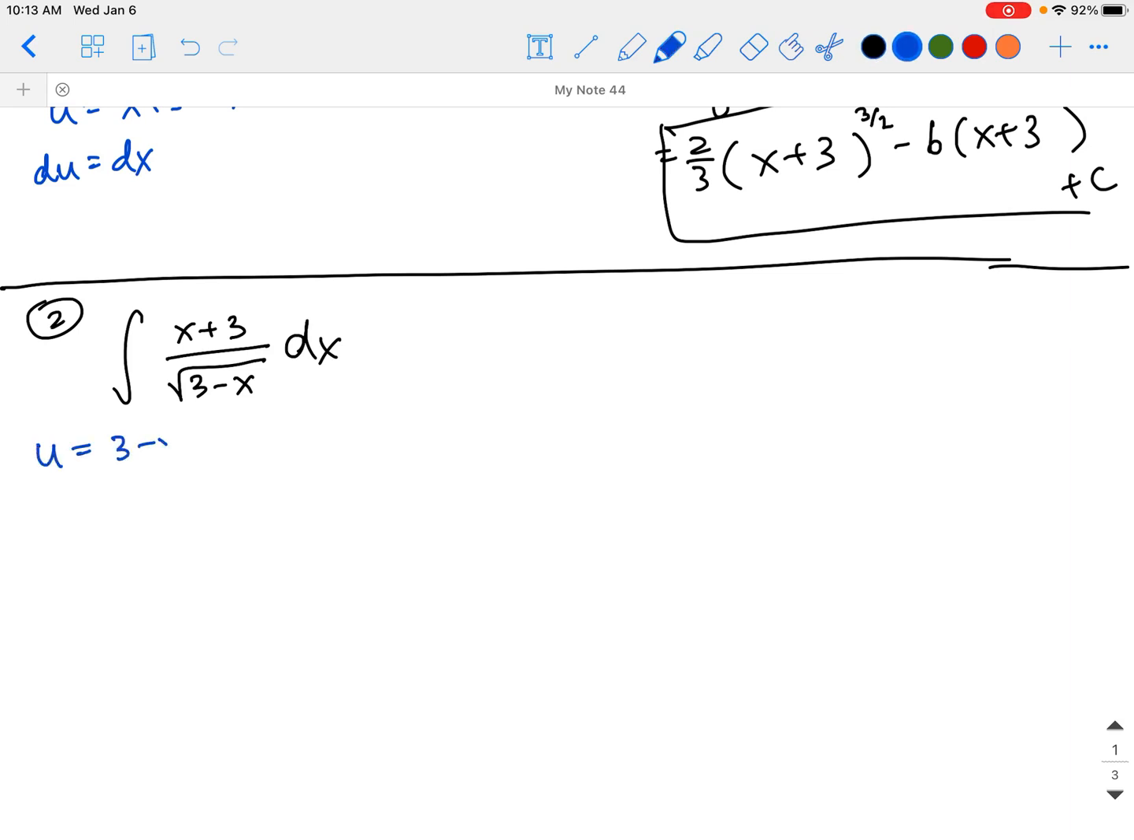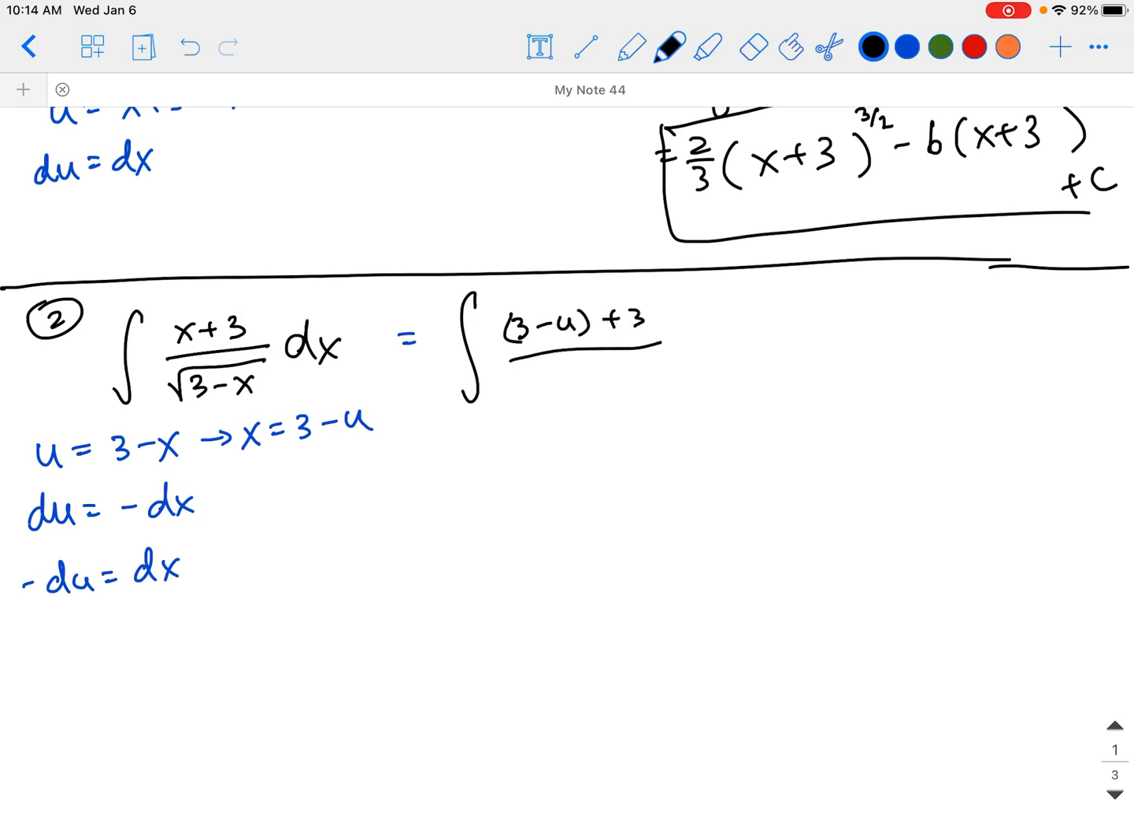So we'll let u be 3 minus x, which means du is now negative dx, because I have negative 1x there. So it means that we're going to move the negative to the du side. And then we'll again solve for x, which is going to be 3 minus u. So evaluating that with our substitution, let's see what we get. So we're going to get x is 3 minus u plus 3. So we'll substitute in the numerator. We'll get rad u again, and then we have negative du, so I'll put the negative on the outside here.